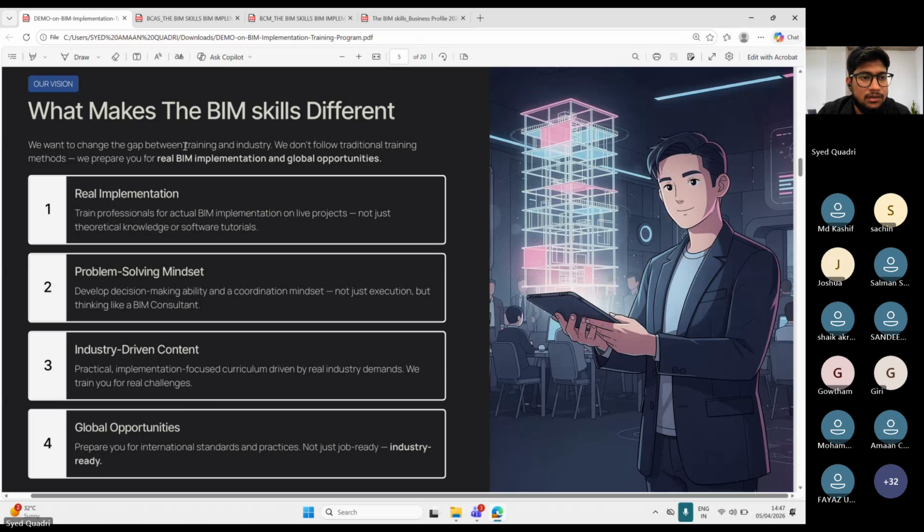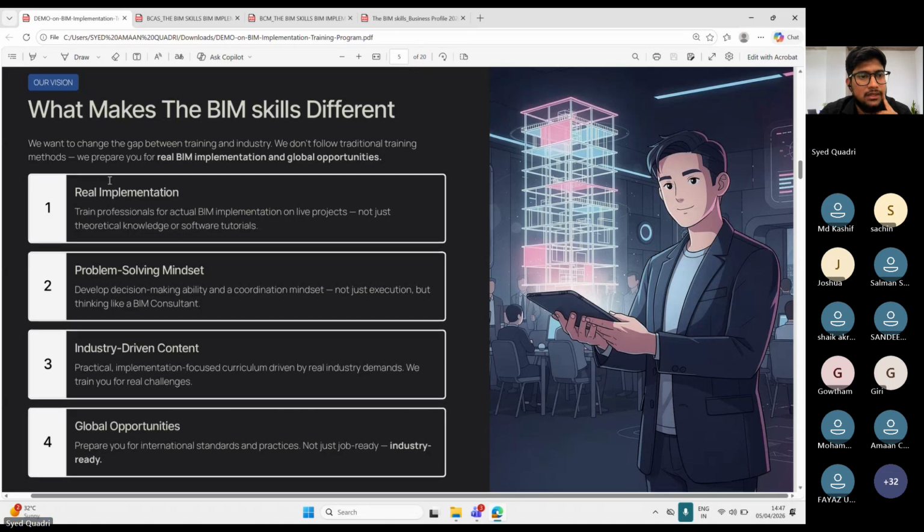So we want to change the gap between training and industry. Obviously, we cannot start a college and provide the training, so we need to build a separate platform. We don't follow traditional training methods. What is the traditional training method? Tool-based. Learning a tool is a different thing, and implementing tools in projects is a different thing. So we prepare you for real BIM implementation and global opportunities.